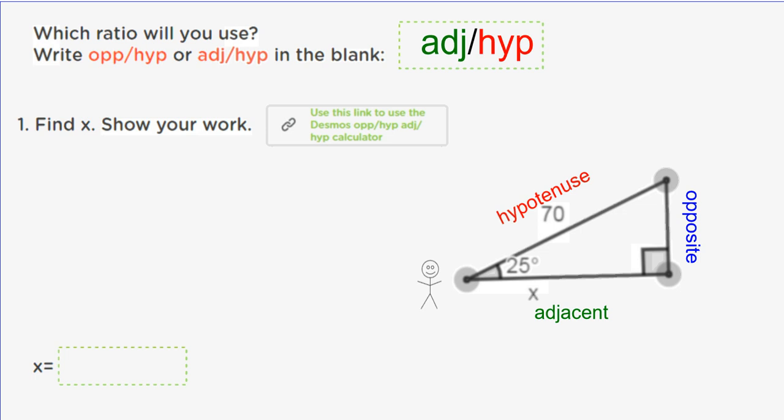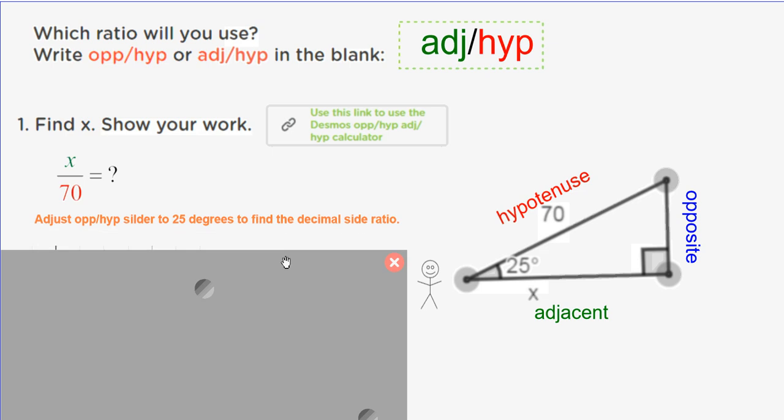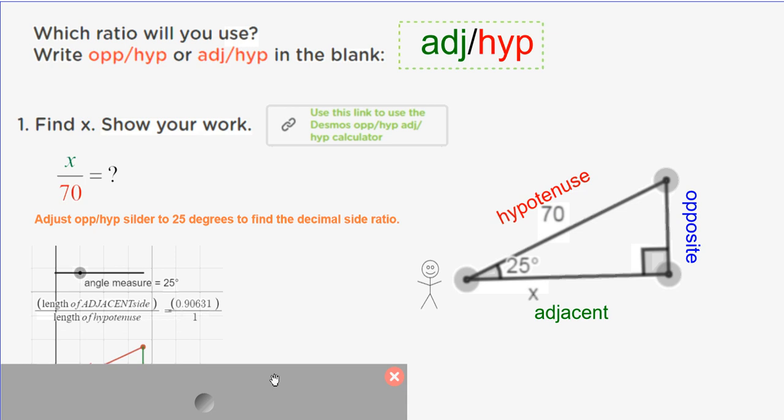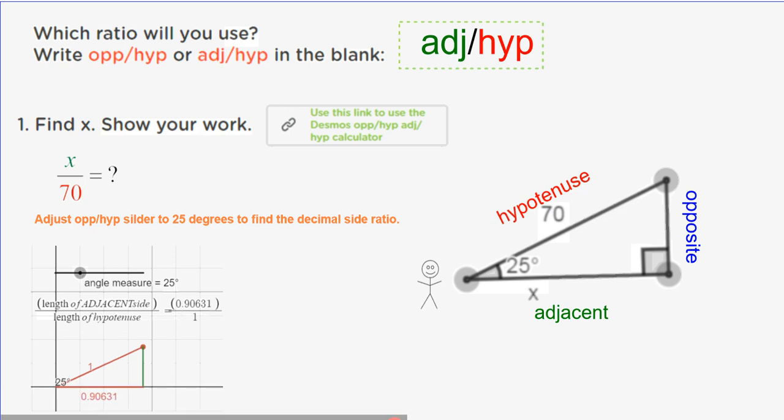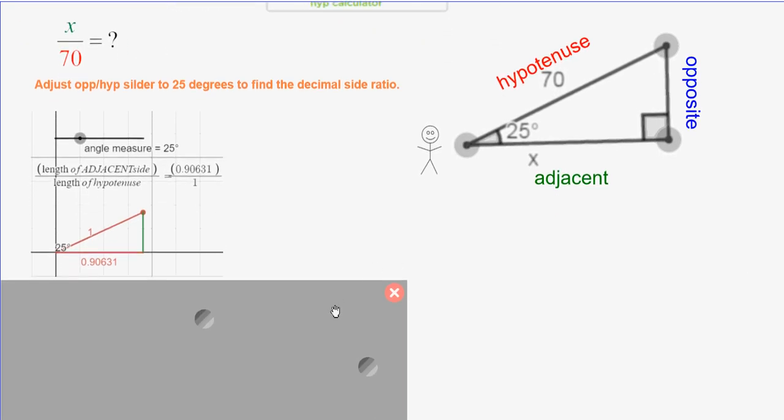So when I think about what that looks like, the adjacent side is X, the hypotenuse is 70. So I'm working with X over 70 equals. And to find the other part of my proportion, I know the angle measurement here of 25 degrees. So I'm going to go to my slider for adjacent over hypotenuse and adjust it to 25 degrees so I can find that decimal side ratio to complete my proportion. Here is the decimal side ratio I need, 0.90631. So I'm going to substitute that into my proportion, and then I'm going to solve for X.